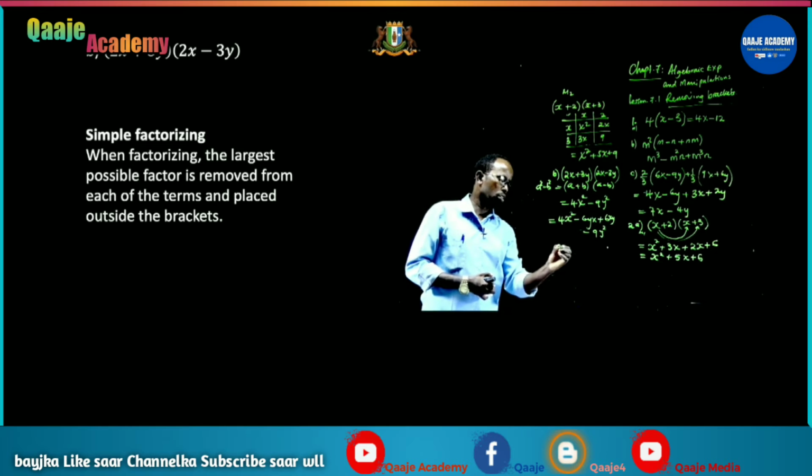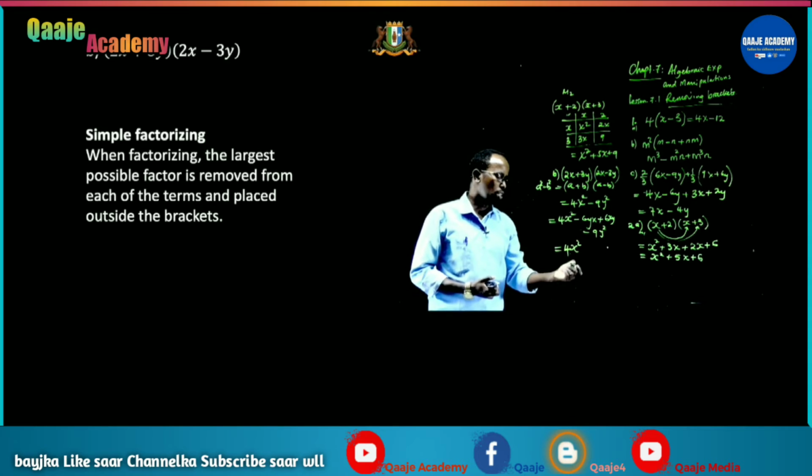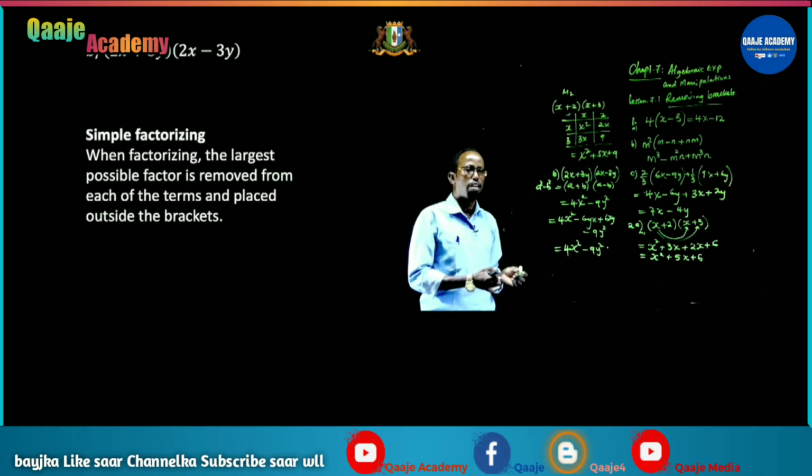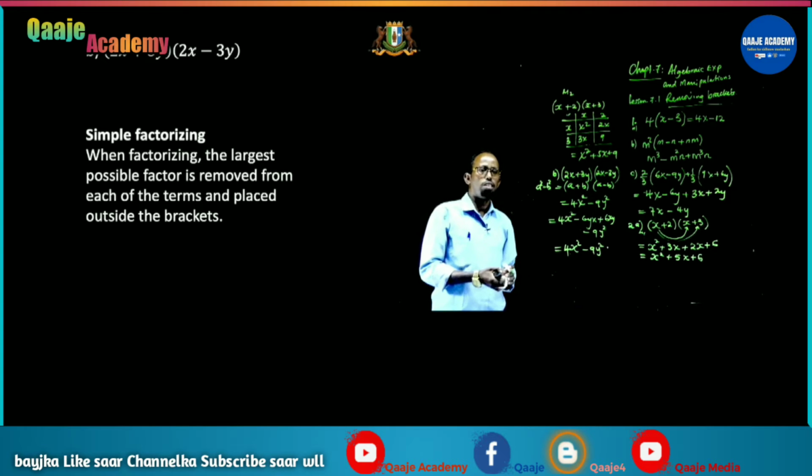In total, you get 4x squared, minus 6xy plus 6xy will be 0, and then minus 9y squared.